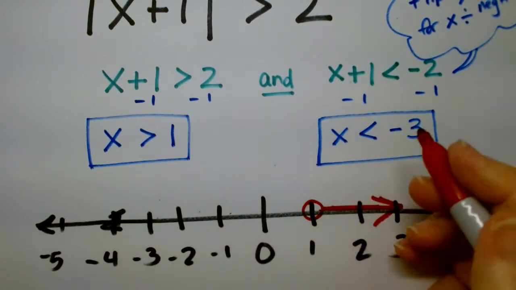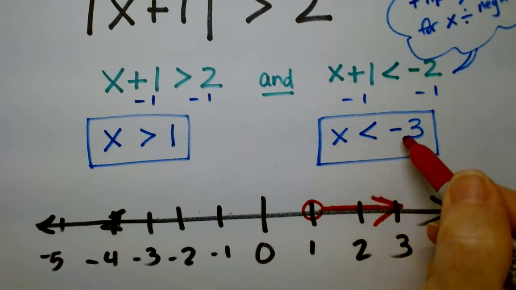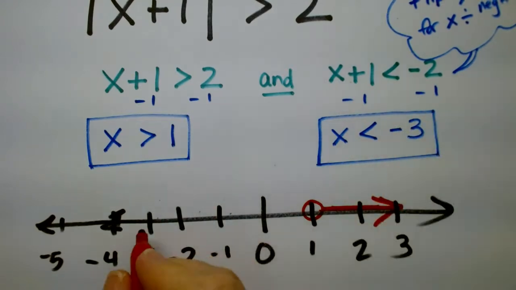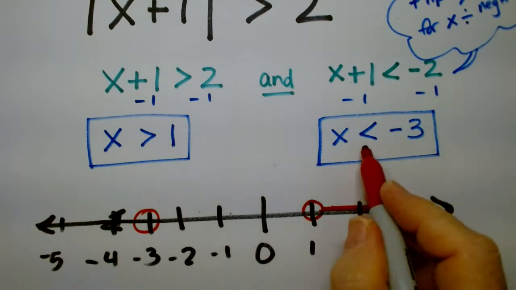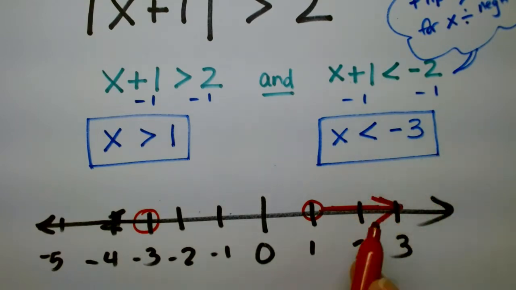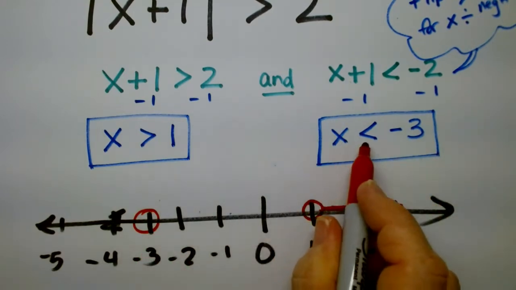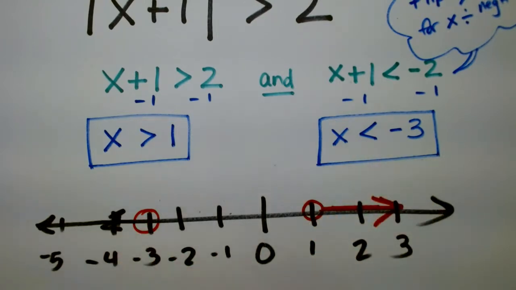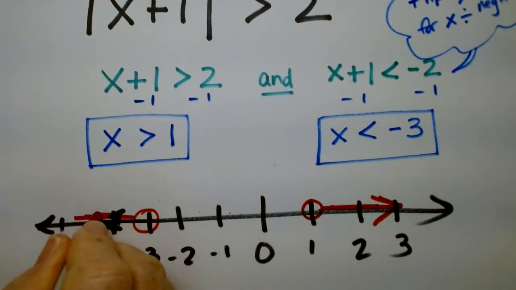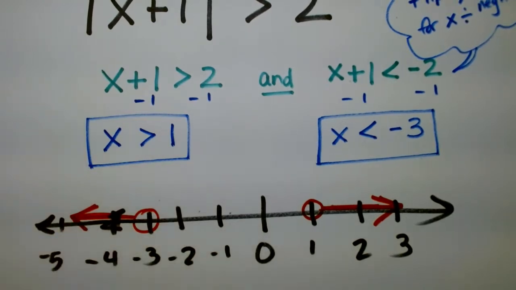So x is less than minus 3. Find the minus 3 first. Put an open circle because there's no bar under this. And then x is less than minus 3, so that means it's smaller. It goes away from 0. So this is the range.